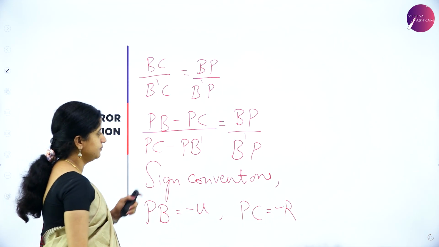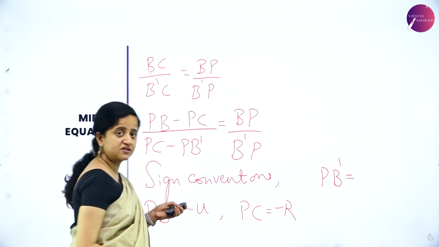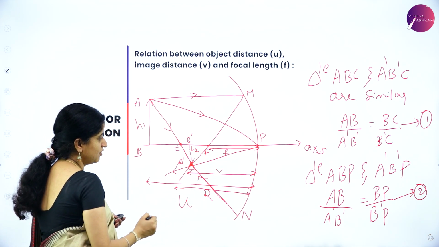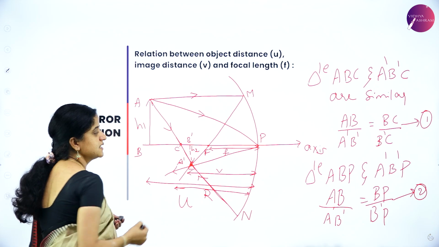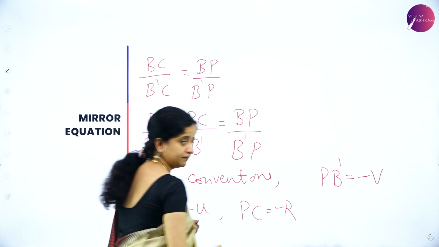Next, we have the term PB dash. So, what is PB dash? According to the sign convention, B dash is where the image forms. So, this is the image distance with a negative sign. So, we get minus V.